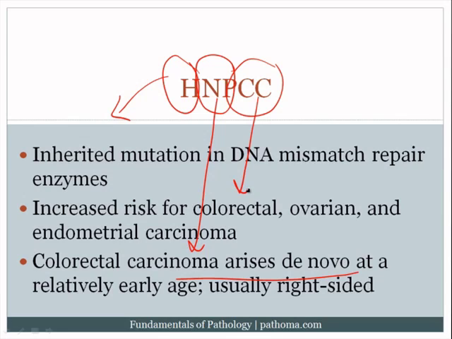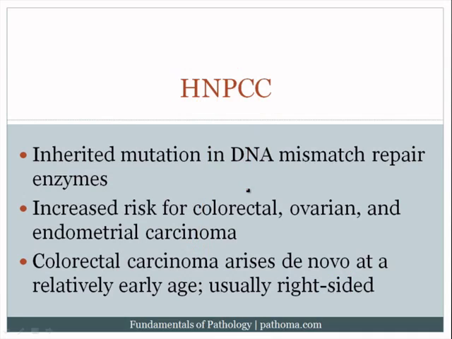However, because there is an inherited defect in all of the cells, there is also an increased risk in a couple other organs. In particular, it's worth knowing that patients with HNPCC also have an increased risk of ovarian and endometrial carcinoma. That's particularly high yield to know, that these patients get basically three types of tumors: colorectal, ovarian, and endometrial carcinomas. So these are the two pathways by which colon cancer can arise.